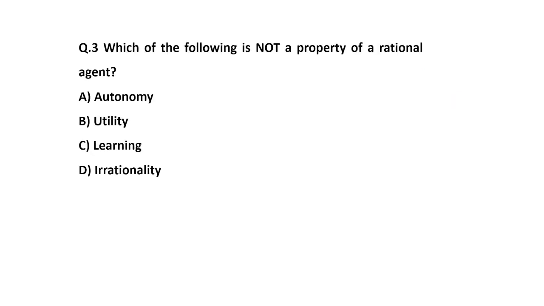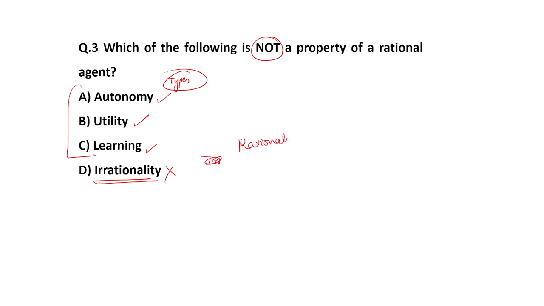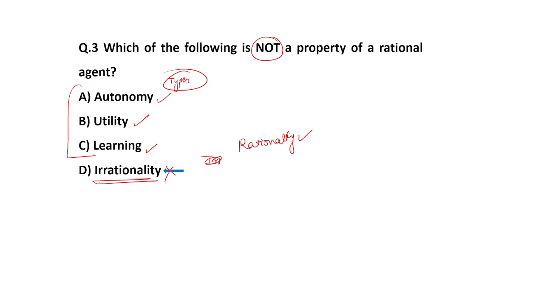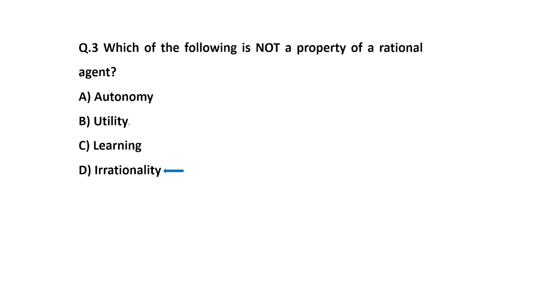Next question says, which of the following is not a property of a rational agent? Not a property of rational agent. So we have discussed autonomy, utility, we have learning agents. All these three are the different types of rational agents, right? But irrationality is not the property of a rational agent, because we have rationality as the property of rational agents that we have discussed in these two questions, right? So the correct answer will be your option number 4.